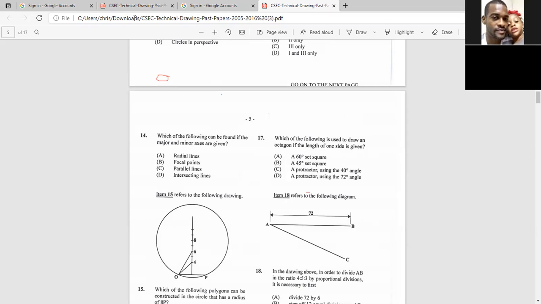Let me show you how you do it. You would first draw the first side, then you'd use your 45-degree set square and draw the other side right here. Then you put the 45-degree set square on this side, draw the other side, measure your length, use the 45-degree set square again and draw yours, and you automatically get the 8 sides of the octagon. So a 45-degree set square would be used there.